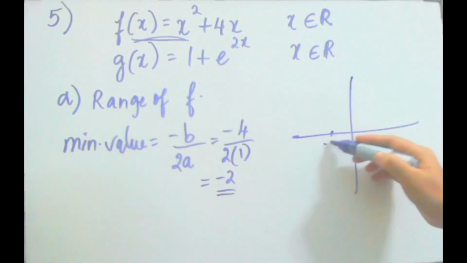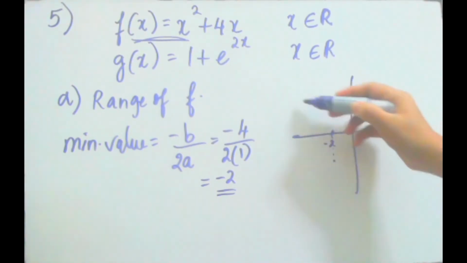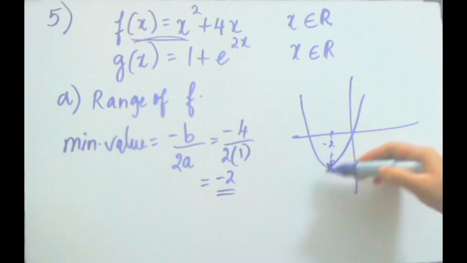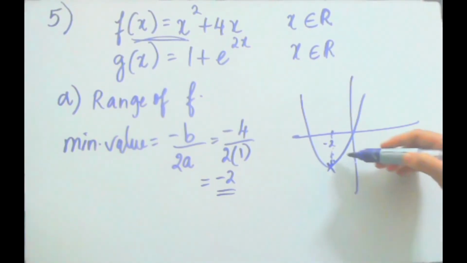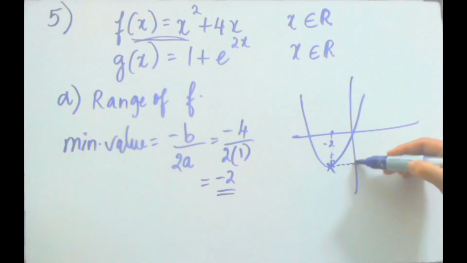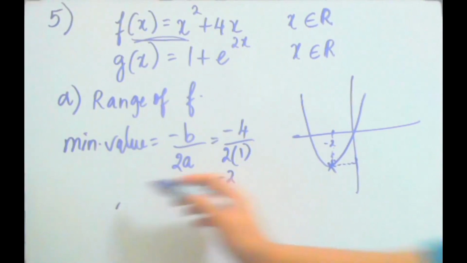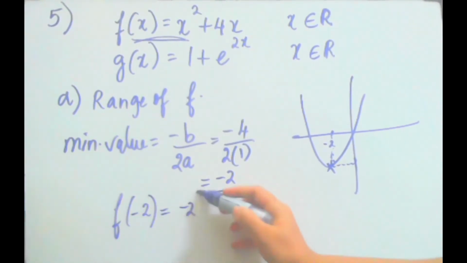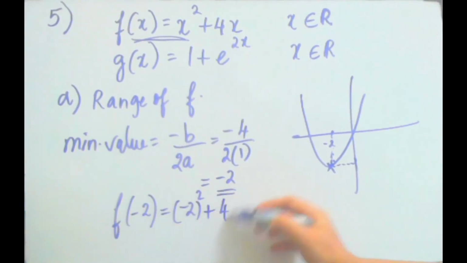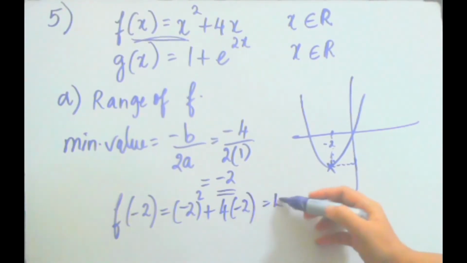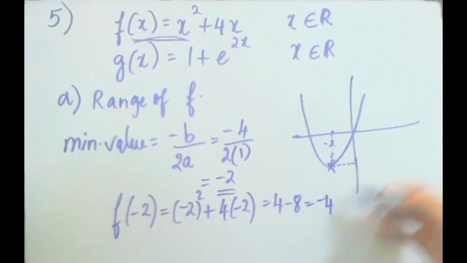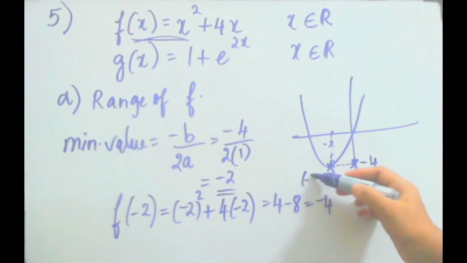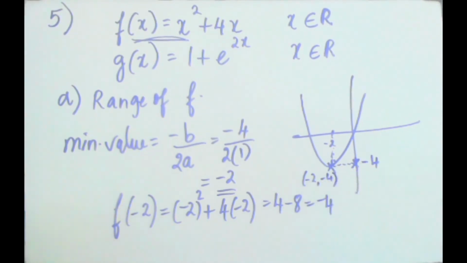So when x is minus 2, the graph shows a minimum value, this one. Now we will find the corresponding value of y for this. Substituting x equal to minus 2, we get f of minus 2 is equal to (minus 2) whole square plus 4 into minus 2. This gives us 4 minus 8, which is minus 4. So this corresponding value is minus 4. On the other hand, we can say the vertex is (minus 2, minus 4).